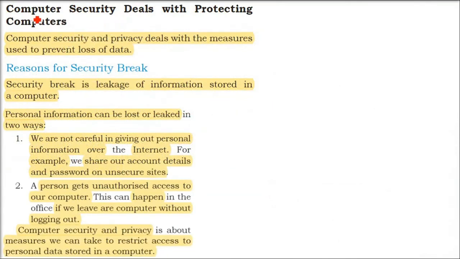Computer security. This is not only the physical security. This deals with protecting your computer, and a computer is all about your information, your data, your content, your work. So computer security and privacy deal with the measures, the actions, the procedures used to prevent loss of data. For example, you might have written some code.